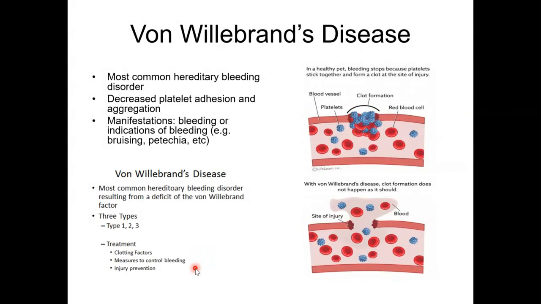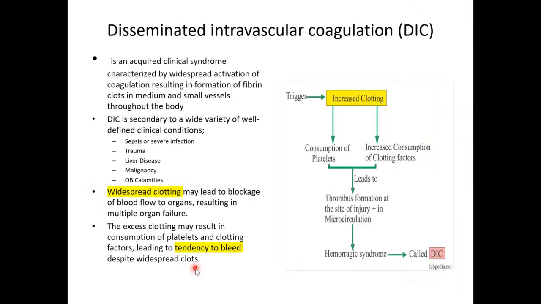We want to tell them measures to control their bleeding and prevent injuries. If they fall and hit their head, they would have to go in and get evaluated. Just things like that should make sense for somebody who has a propensity to bleed. The next one I want to talk about, and I believe there's just 2 slides on it.